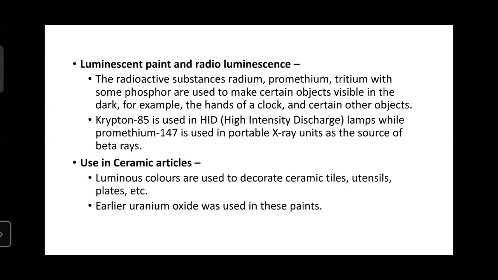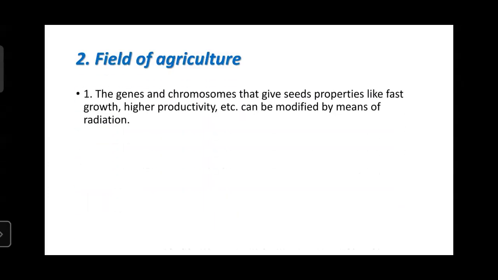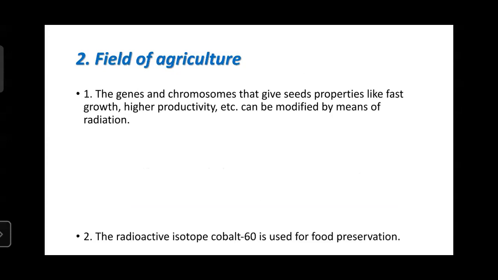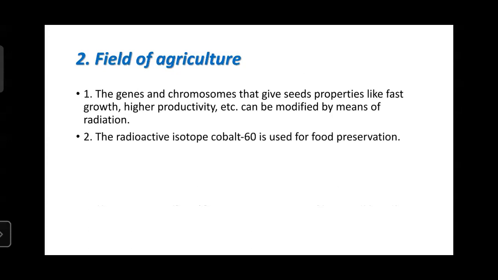Now, in ceramic articles, luminescent colors are used to decorate ceramic tiles, utensils, and plates. Earlier, uranium oxide was used in these paints. Now, in the agricultural field, the genes and chromosomes that give seeds specific properties like fast growth and higher productivity can be modified by means of radiation. The radioactive isotope cobalt-60 is used for food preservation.